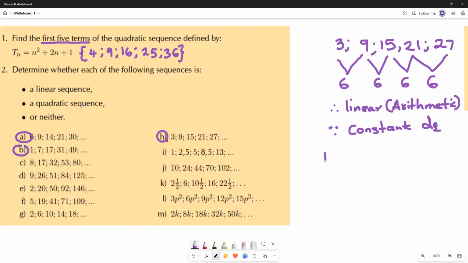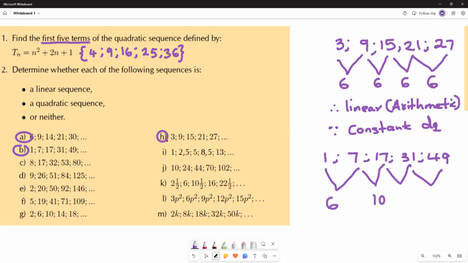B, we have 1, then this, that, we have 31, we have 49, and then there. This minus that is going to be how much? 6. This minus that is going to be how much? 10. This minus that is going to be how much? 40. This minus that is going to be how much? Let's see, it's 18. Right.